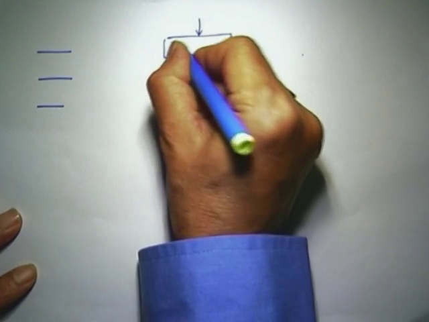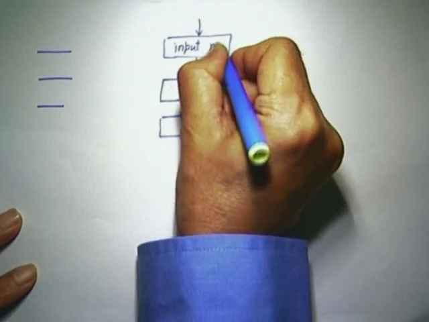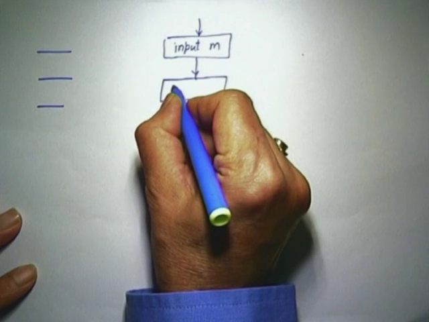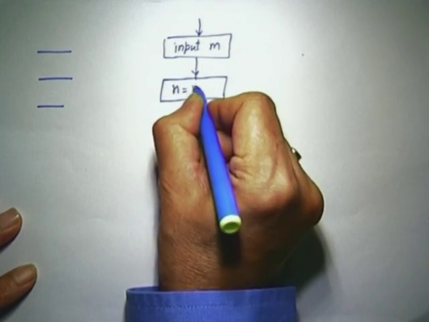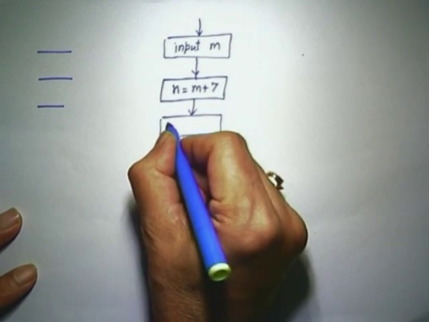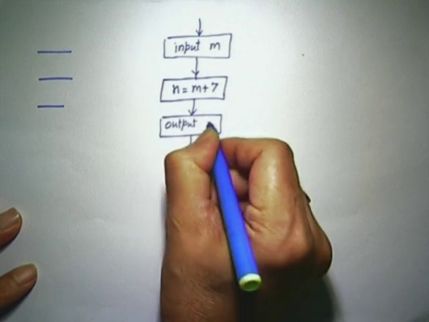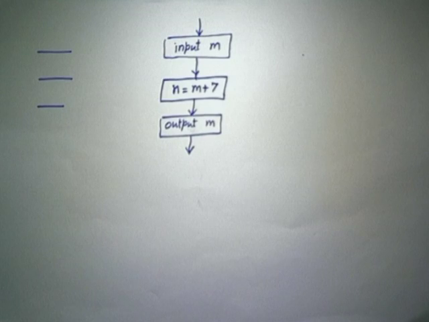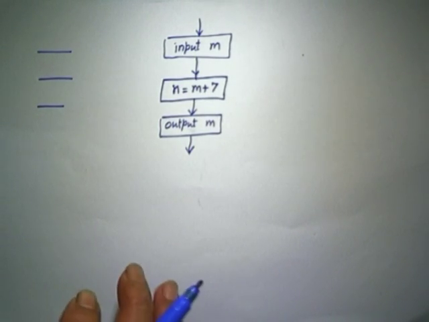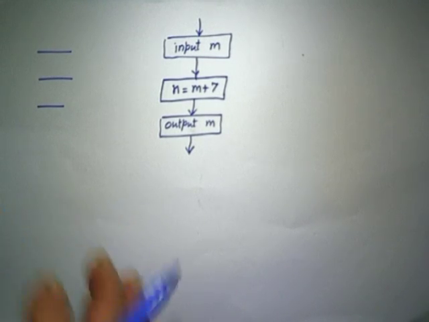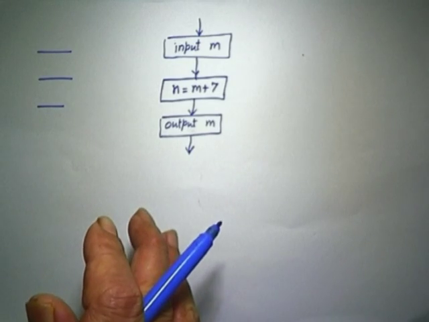For example, input M, okay, N is equal to M plus 7. Notice that what I have written inside these boxes is not correct C, C++ syntax. It is not even a correct syntax in any programming language. The flowchart is meant to be a preliminary step to represent my own thinking about the algorithm or the sequence of execution of the intended instructions. So this could be called a pseudo code. It is not an actual code in a programming language, but it's good enough for understanding.